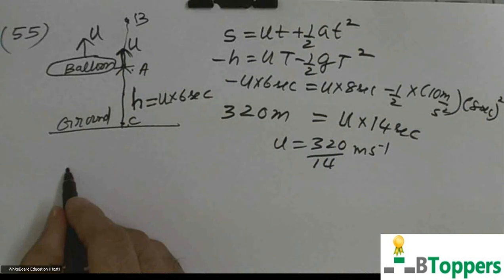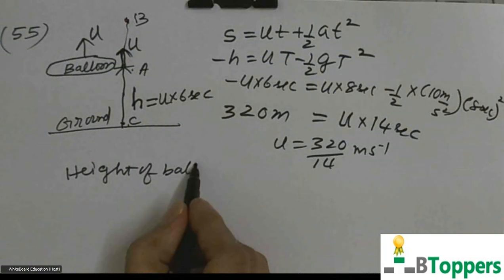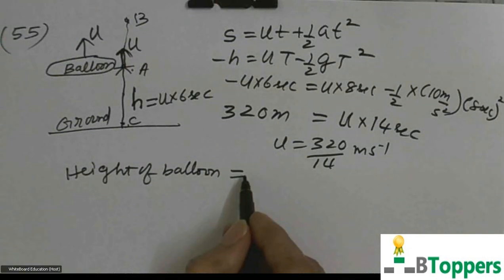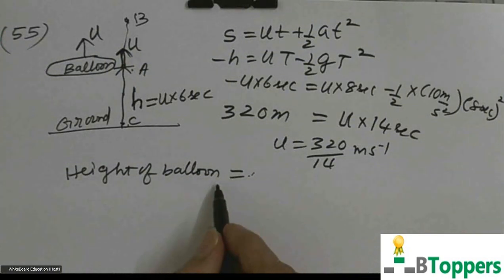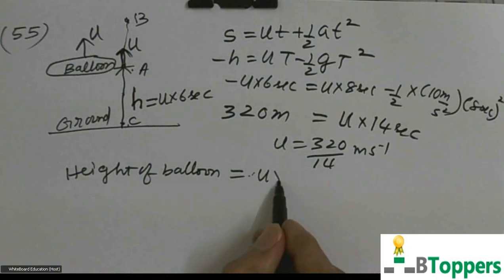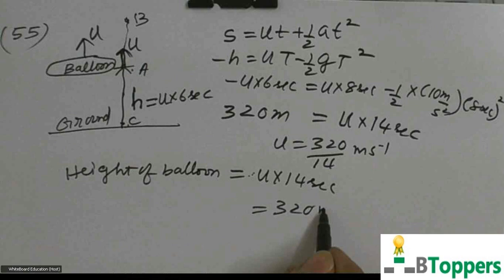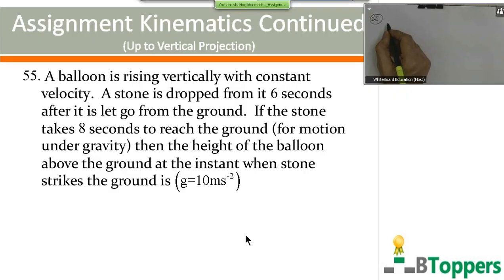That means you have to find the height to which the balloon moves in the first 8 seconds, that is 6 plus 8. u into 14 seconds comes out to be 320 meters. So the answer is 320 meters. If you want to copy the solution, you can pause and copy the solution of the problem. You can see the next question, question number 56.